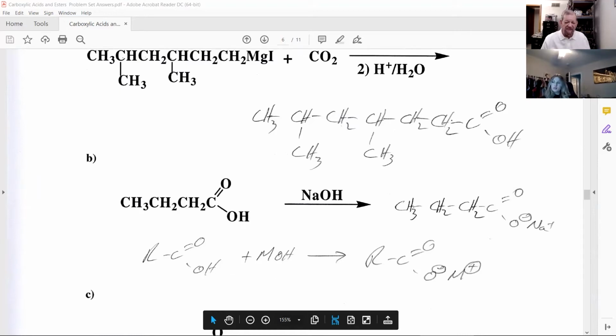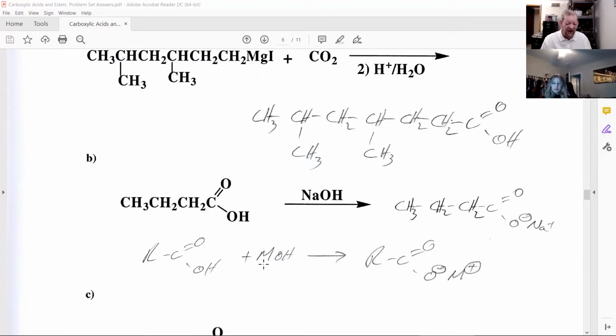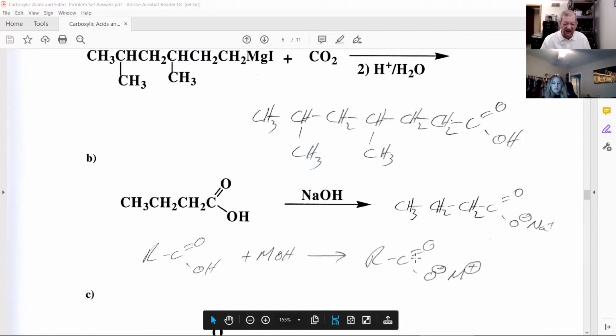And therefore, if I take any carboxylic acid reacted with a base of MOH, M can be, for this class, sodium, potassium, or lithium, you get this carboxylate anion.